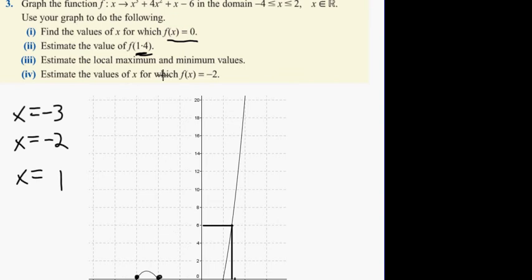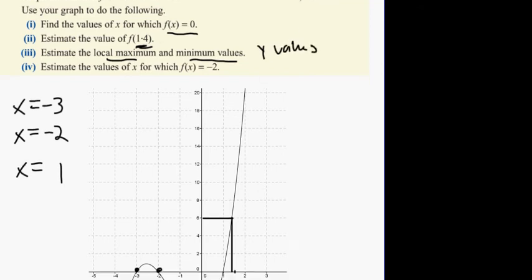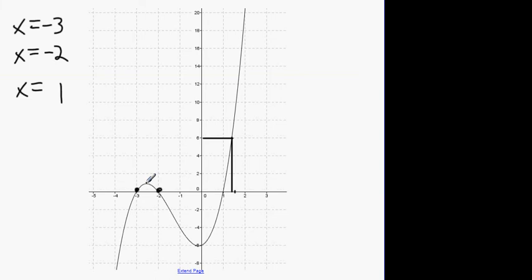Estimate the local minimum and maximum values. What this means is your local minimum and local maximum values, not the points but the values, are the y values of the 2 points. So let me show you. Your maximum point is located where, guys? Your maximum point is x equals 2.5. What's the y value?